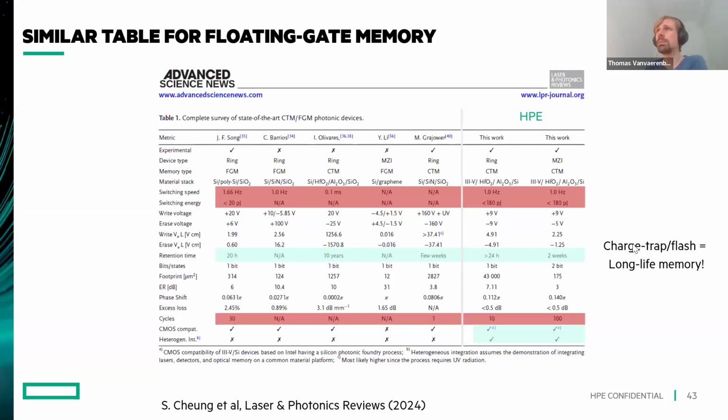A similar table could also be found in one of the latest papers by one of my other colleagues. This is work by HPE, where we compare to other charge trap or flash devices. One of the drawbacks of flash devices is that they have pretty low switching speed. So this is not something that you would use for training. You would have a trained neural network, then you deploy it and you want to use it for inference, but not the other way around. But on the upside, the retention time is actually pretty good.